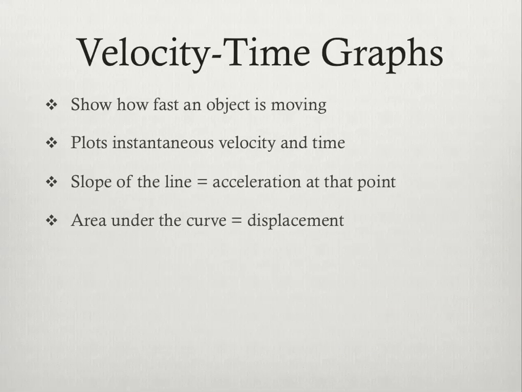Velocity time graphs show how fast an object is moving. So we have velocity on the y-axis and time on the x-axis. For these graphs, the slope of the line is acceleration, because the slope is rise over run, which is velocity over time. And that's how we calculate our acceleration.